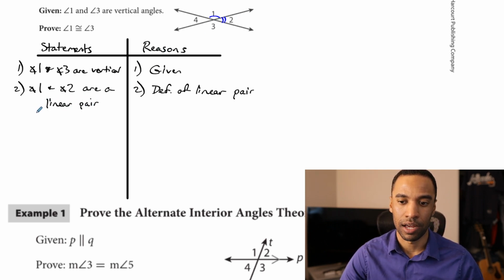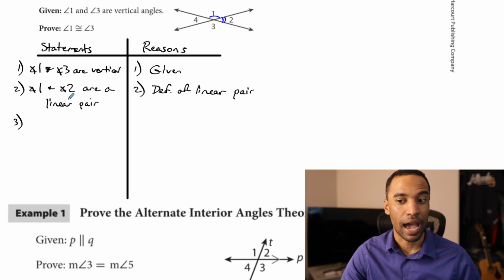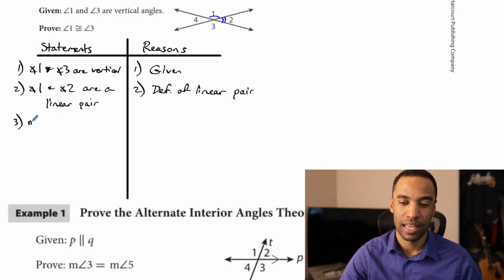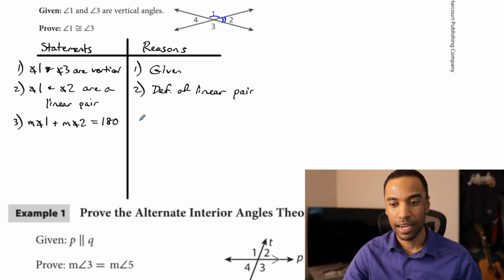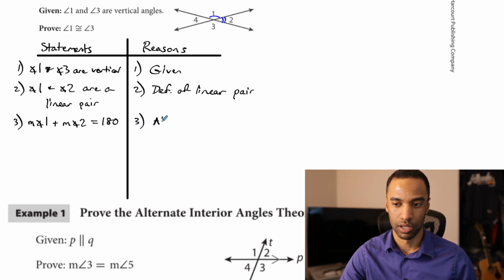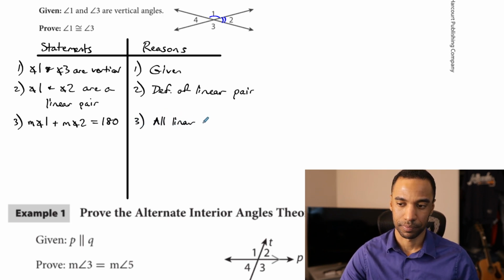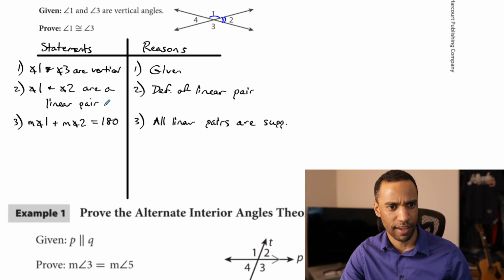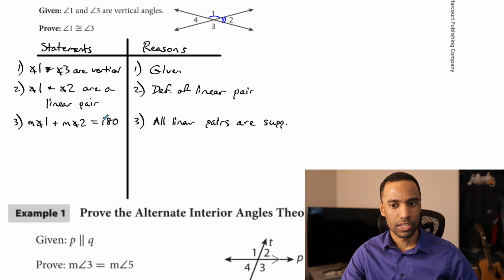I'll just leave it right there for now. So my next statement I can make here, if they're a linear pair, honestly, I don't even know if I have to make this statement right here. I think I can leave it out completely if I just say that these two are supplementary. Measure of angle 1 plus measure of angle 2 equals 180 degrees. That is also because all linear pairs are supplementary. Sorry about the handwriting. I kind of want to go through this fast just as an idea. These two add to 180.